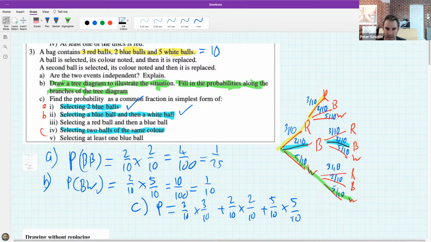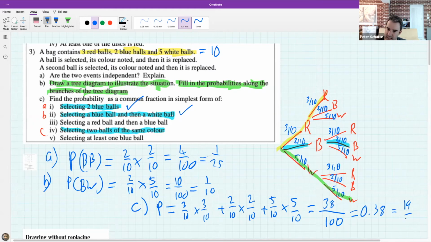So for me, that is what the answer would be. And if I look at that, it's all over 100. So that's easy enough. And then if I look at that, 3 times 3 is 9 plus 4. And so that's 38 over 100, which is either 0.38 or some of you are writing 19 over 50.